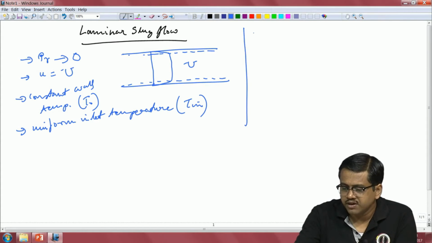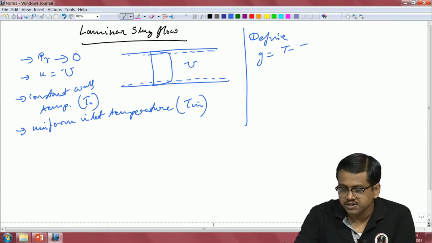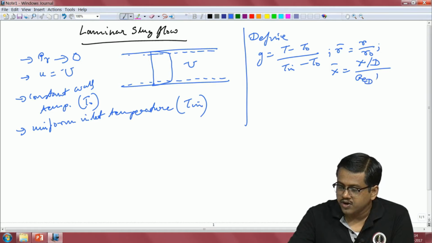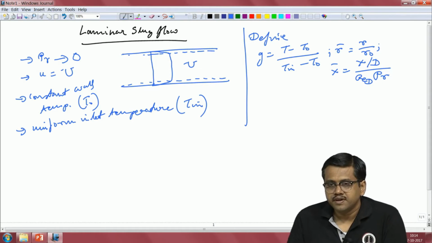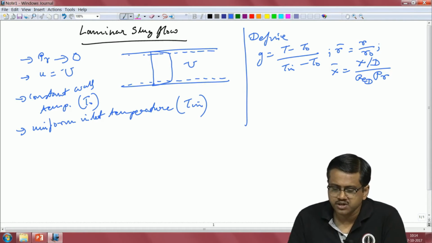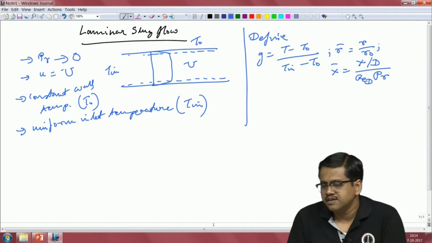So as before, we now define our non-dimensional variables. R bar is equal to r by R naught, X bar is X by D times Re times Prandtl number. If you recall from the previous lectures, g is the non-dimensional variable, which is T minus T naught divided by T in minus T naught. T naught is the wall temperature, the inlet temperature is T in, right.